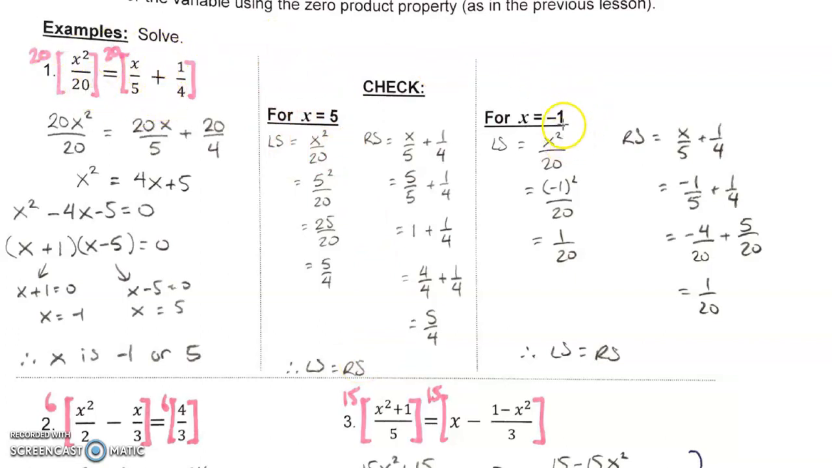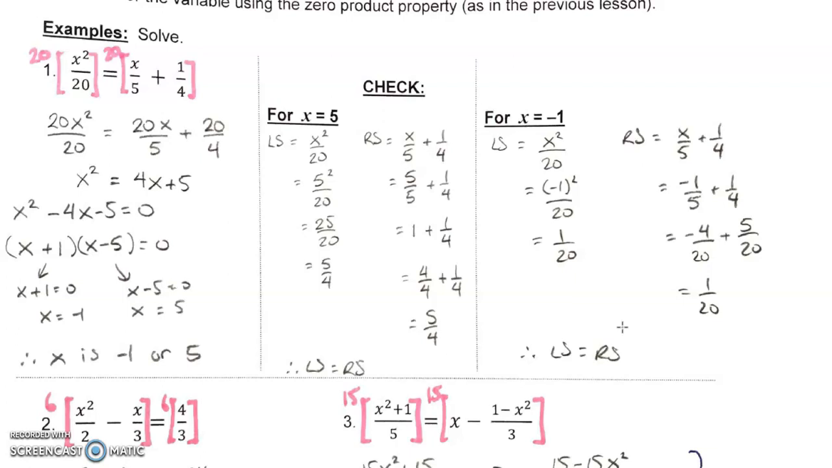You do the same thing with the -1. Just make sure that when you are subbing it in, you put it in brackets if it's squared, and that'll give you a positive 1/20. Put the -1 into the x, which is right over here. I didn't put brackets because it wasn't really interacting with anything. -1/5 plus 1/4, make the denominators the same, and you'll get the same 1/20. So -1 also works for the original equation with fractions.